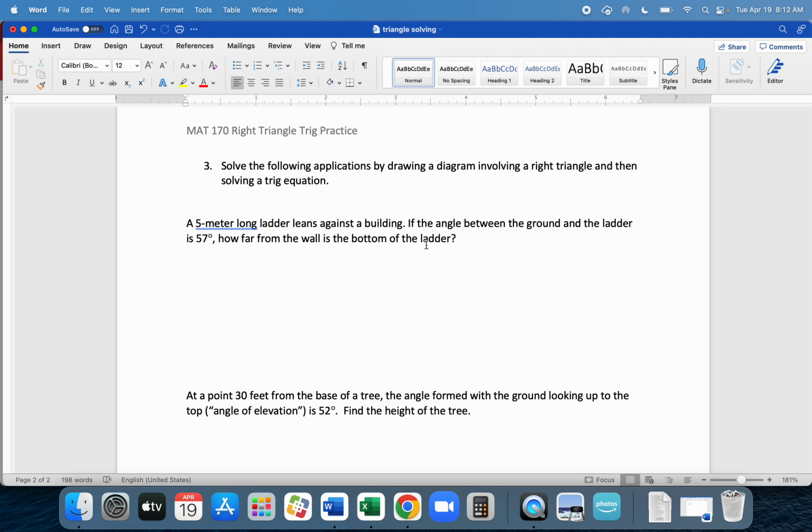So take a look at these last 2 questions, see if you can visualize what's going on, set up a triangle, and solve.